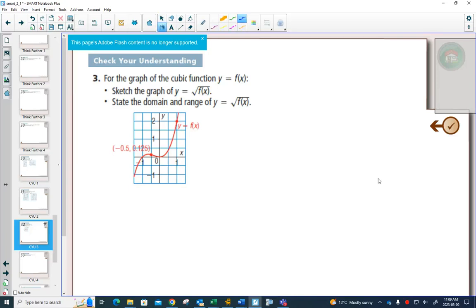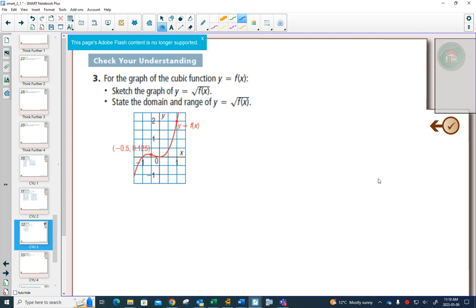So example 3 is very similar to examples 1 and 2. If you're asked to graph a square root of any function, first of all, you have to have the graph of the function inside. And examples 1, 2, and 3 have always given us that graph. We're going to do another question right after this one where I just give you an equation and you have to graph the inside first. But in these situations, the graph is given.